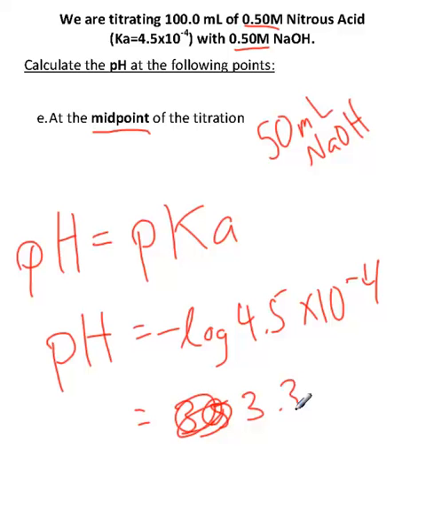My brain was working faster than my hand. So now we have a point to put at 50 milliliters and a pH of 3.35. Again, we're going to look at the graph together at the end, and we'll try and make that graph so you can see what yours should look like, but I would encourage you to plot your points as you go.